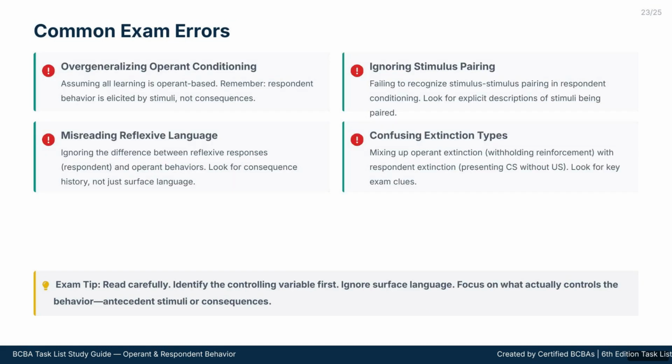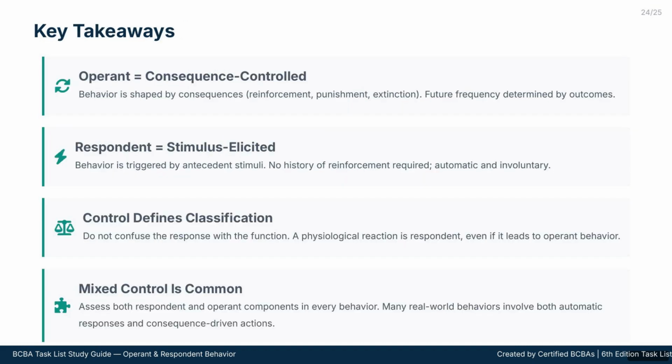Common errors include assuming all learning is operant, misreading reflexive language, and ignoring stimulus pairing. Another frequent mistake is confusing operant extinction with respondent extinction. The exam rewards careful reading and precise discrimination. Operant behavior is consequence-controlled. Respondent behavior is stimulus elicited. Do not confuse response form with function. Mixed control is common. Assess both components in every behavior.